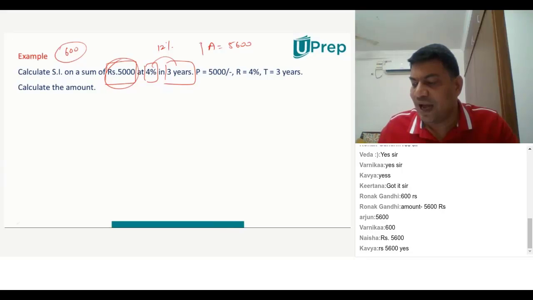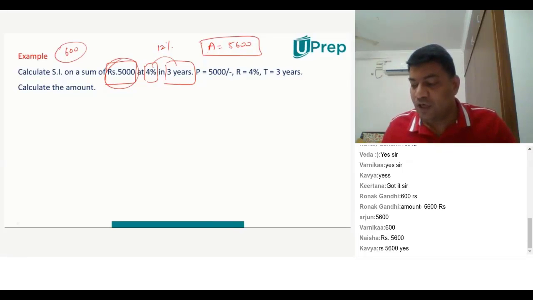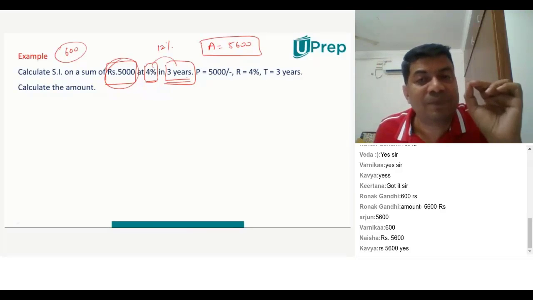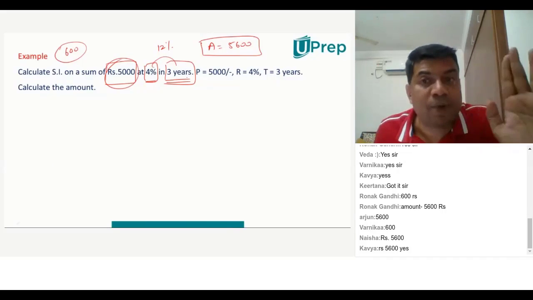So first, I want you people to learn mental math like this. I repeat once again what I'm doing. I'm saying, I know it's 4% for 3 years. 4% for 3 years is 12%. 12% of 5,000: 10% of 5,000 is 500, 2% is 100. So it's 600. 600 is interest. Principal is 5,000. Therefore, 5,600. This is a very easy problem.